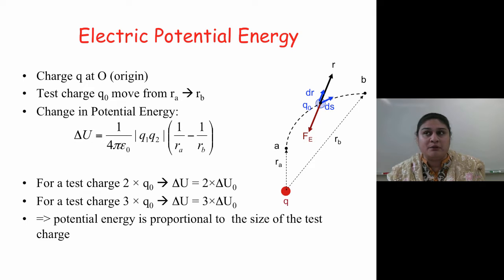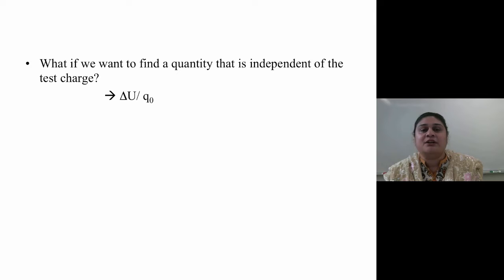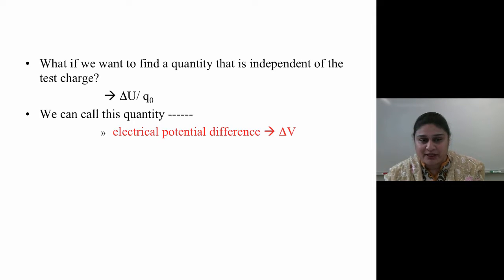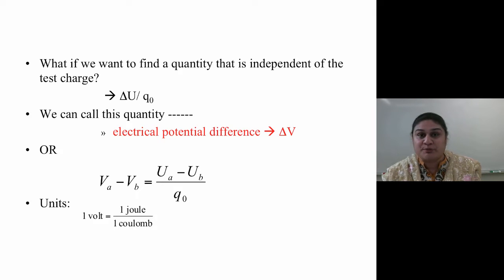But what if you wanted to calculate a term that is independent of the test charge? What would you have to do? Well, you will have to get rid of the Q naught, which is the test charge. That term is now going to be called electrical potential difference, or delta V. So delta V, by definition, is the change in electrical potential energy divided by the test charge. The unit is called 1 volt, which is joules per coulomb.